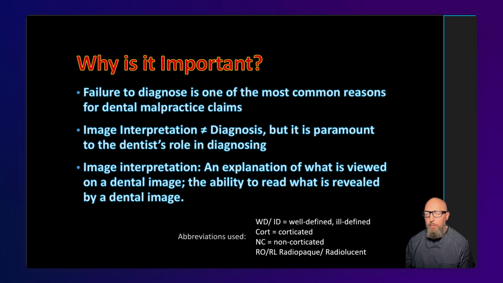And so a few quick abbreviations. WD, ID is for well-defined, ill-defined, CORT for corticated, NC non-corticated, RL, RO radiolucent, radiopaque. You can find the rest of the abbreviations that we use in my study guide. Pause this if you need to, refer back to it, but I'm going to use a lot of abbreviations throughout this course, so it's good to start recognizing those.